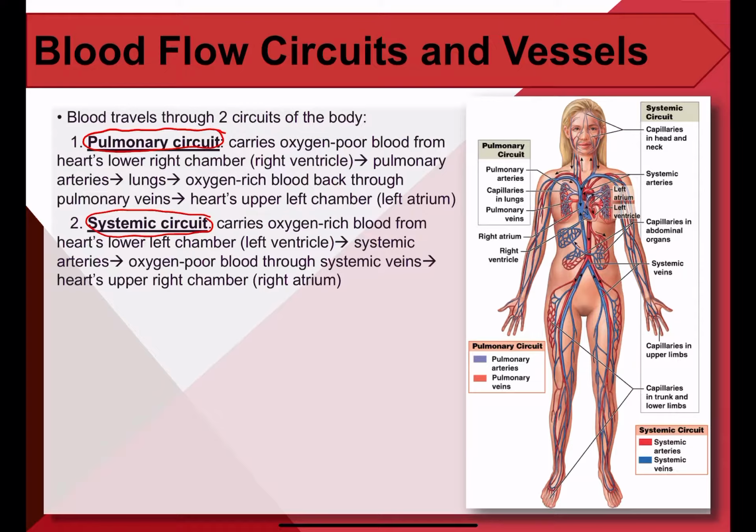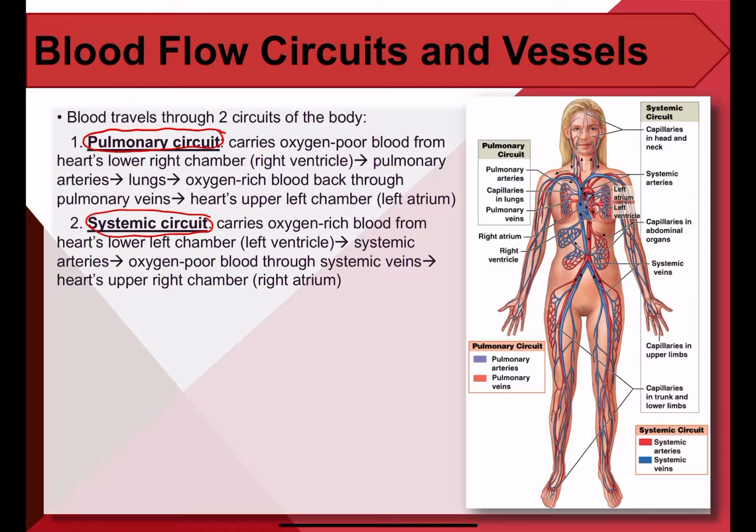For the systemic circuit, the system part of it tells you that it is for blood traveling between the heart and the rest of your body, which means all your other organ systems and tissues around the entire body. And you have to know the route that blood will take and when the blood gets oxygenated or deoxygenated. So I'm going to go through that process with you right now.